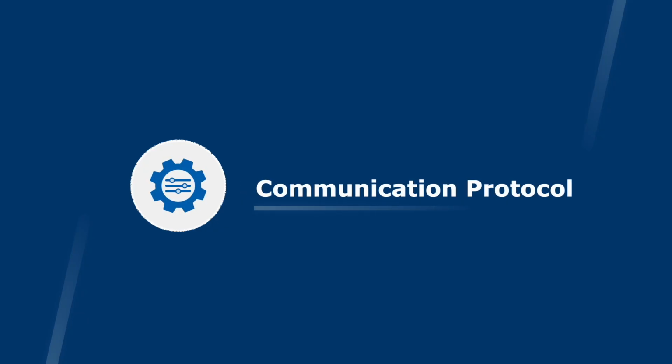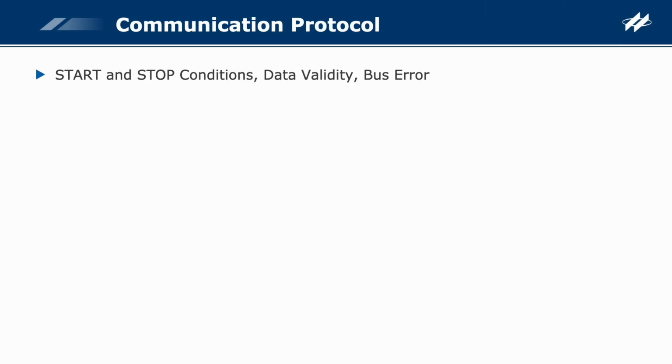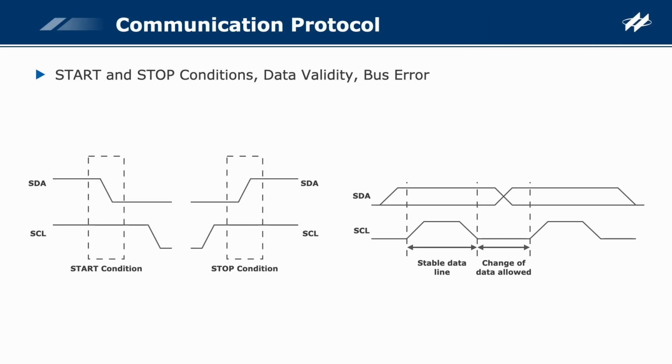Communication protocol. A master device can initialize a transfer by sending a start signal and terminate the transfer with a stop signal. A start signal is usually referred to as the S bit, which is defined as a high to low transition on the SDA line while the SCL line is high. A stop signal is usually referred to as the P bit, which is defined as a low to high transition on the SDA line while the SCL line is high.